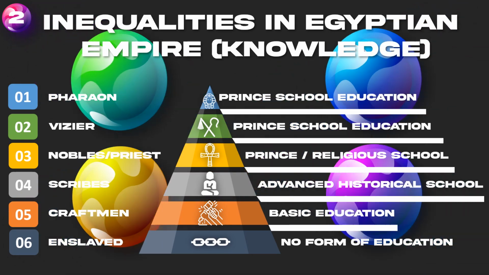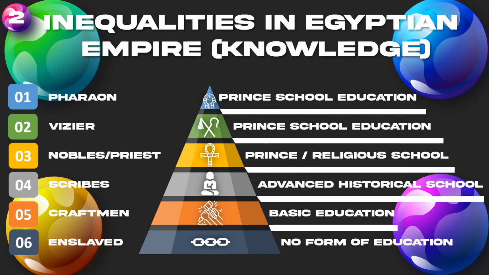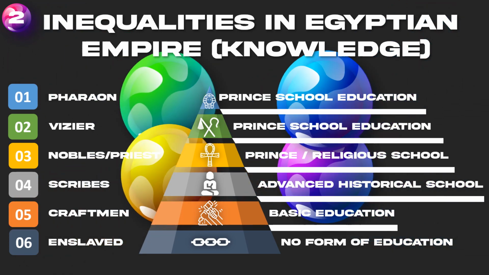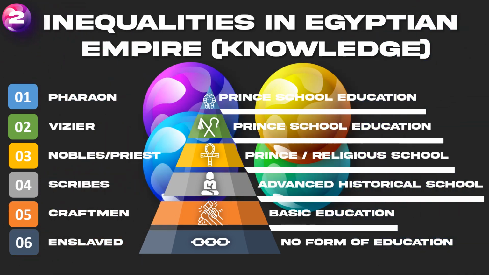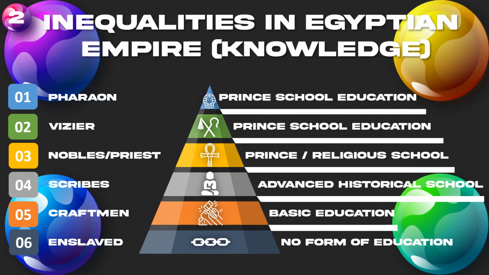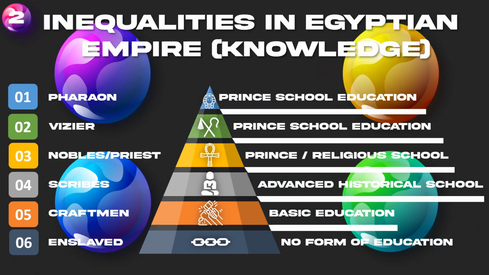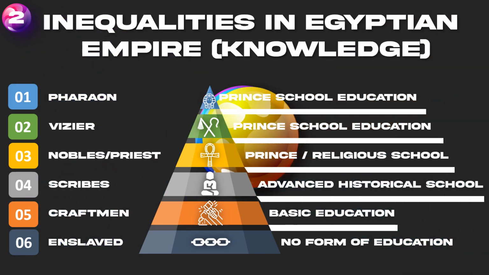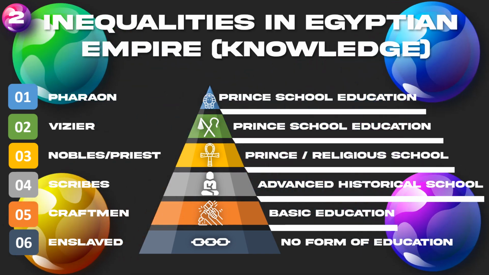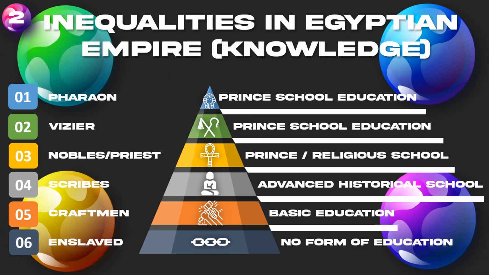To represent the differences in knowledge and skills between social classes in ancient times, we use the pyramid diagram. This diagram shows the education system in terms of knowledge. We can see that obviously on top of the pyramid, Pharaoh and Vizier, who are the highest social classes in the empire, have direct access to prince school education. Nobles and priests could have access to prince or religious school.